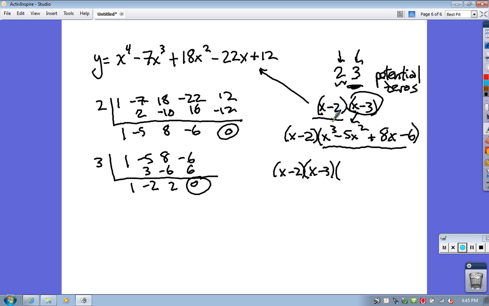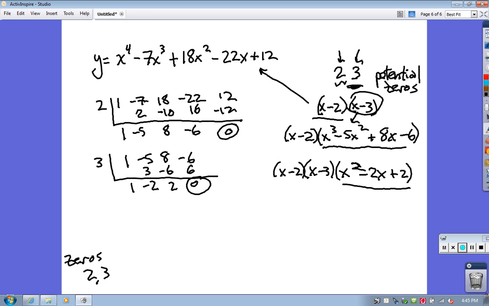This was a cubic, so now this has to be a quadratic. x squared minus 2x plus 2. So I found 2 of the zeros so far. So my zeros that I know so far are 2 and 3. And now I just have this quadratic to solve.